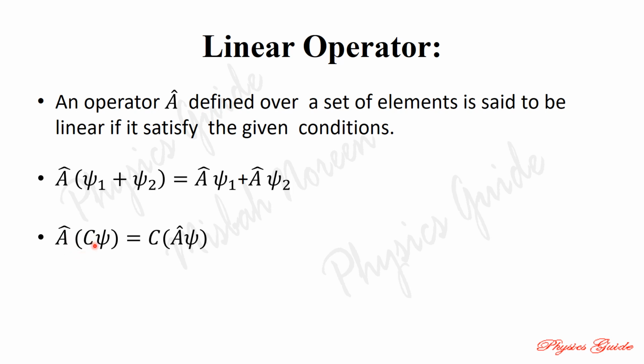Another condition of a linear operator is that operator A applied on C times psi, where C is a constant and psi is the wave function, equals C times operator A applied on the wave function. It means the constant is outside of the brackets, and we apply the operator not on the constant but only on the wave function. So these are the two conditions of linear operators.